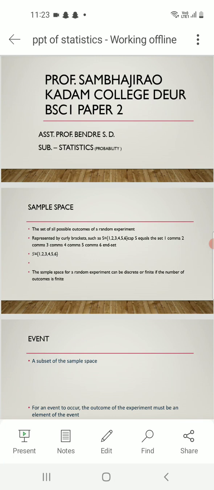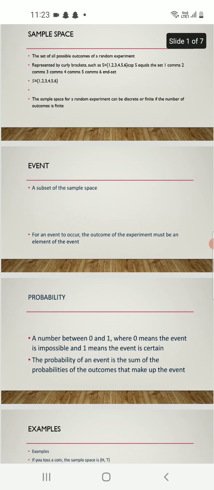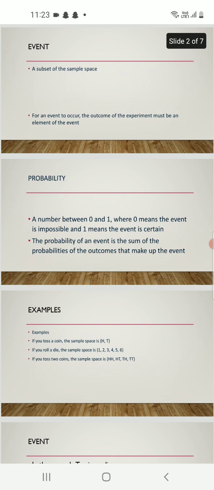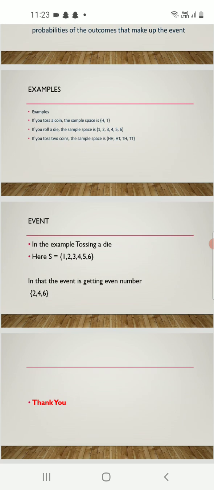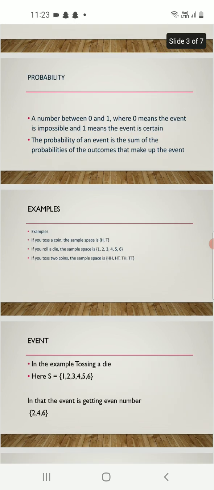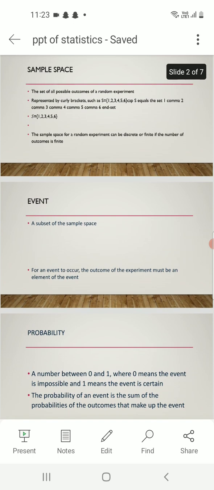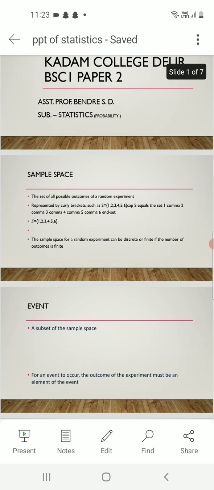Today we are going to discuss the basic terms of probability. Basic terms means what? First is sample space, second is event, third is probability, and the examples on that. Okay, first we see what is meant by sample space.